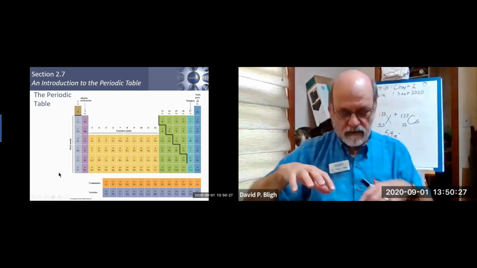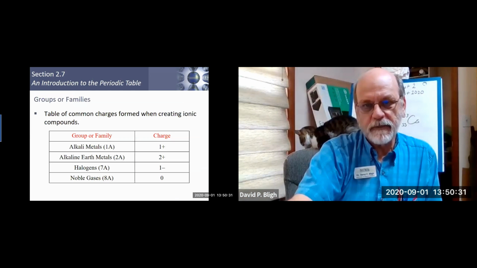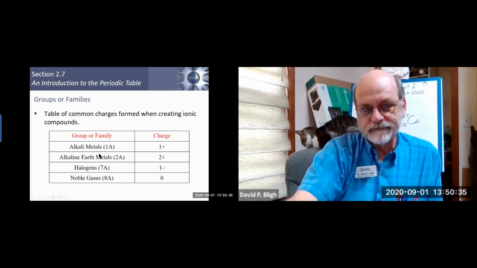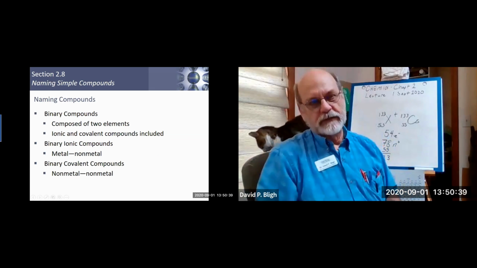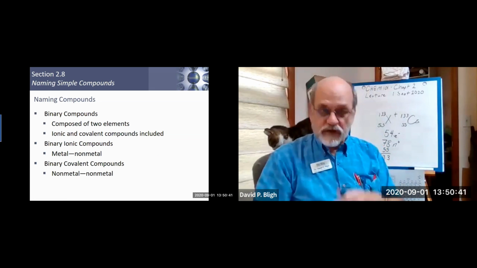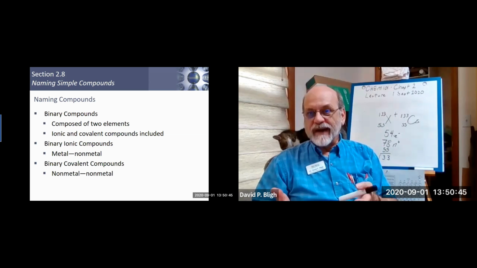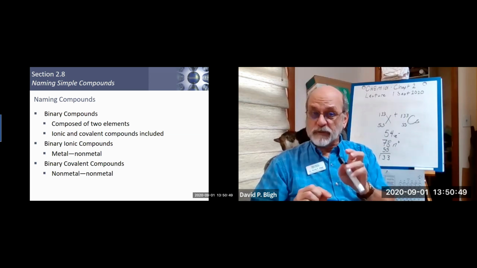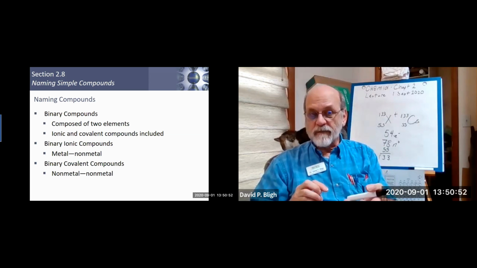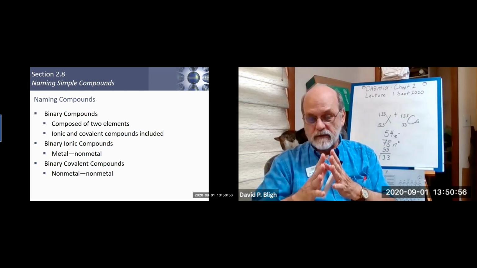Okay, that's the basic overall structure of the periodic table. I've already told you these things. Now let's talk about naming compounds. We're going to start with binary compounds. Binary means there are just two components. For the most part, binary compounds are two elements combined together.